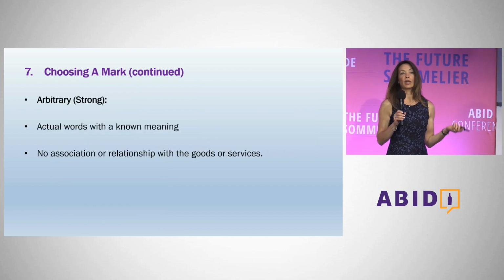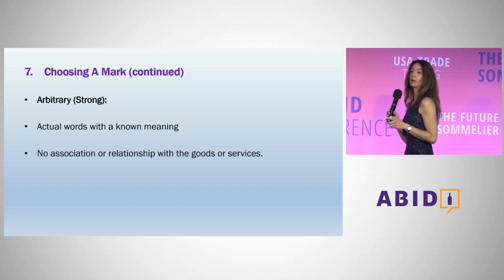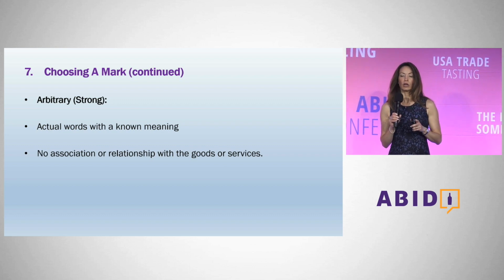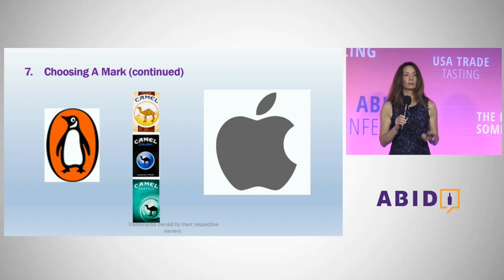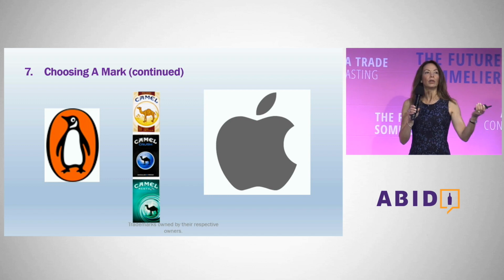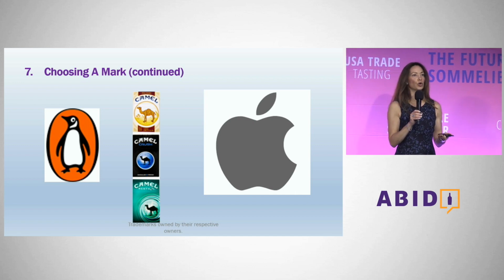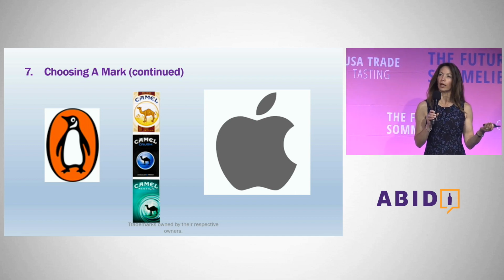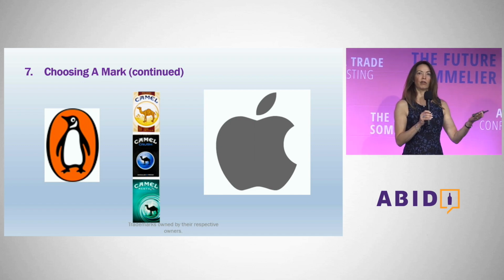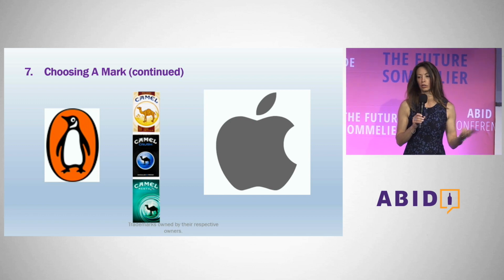Arbitrary. All right, so that's the next level. Again, another strong mark. Now these are marks that have a meaning. They are defined terms. However, they're used in a different context when applied to different goods and services. So for instance, Apple. We're all familiar with the Apple logo and the Apple name, right? So Apple, obviously a defined term, it's a fruit. But when you apply it to a computer or an iPhone or a TV, well now it's out of context, right? So even though you're using a term that's very well known, when you apply it to these types of products, it's different and therefore it was able to be registered.